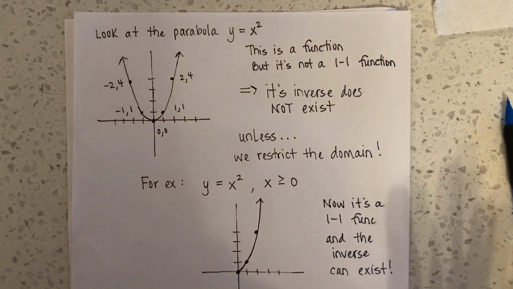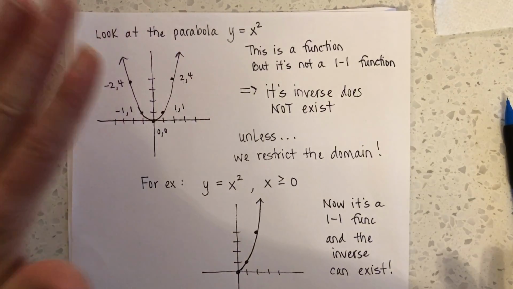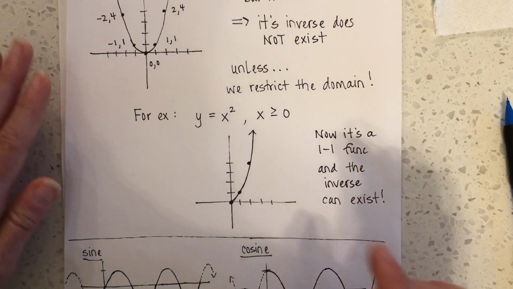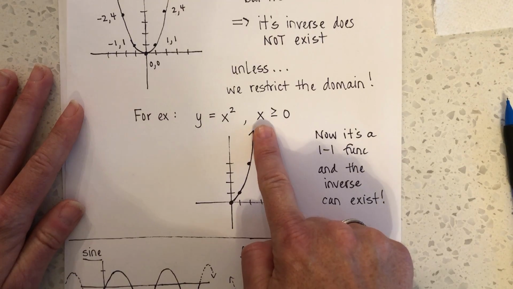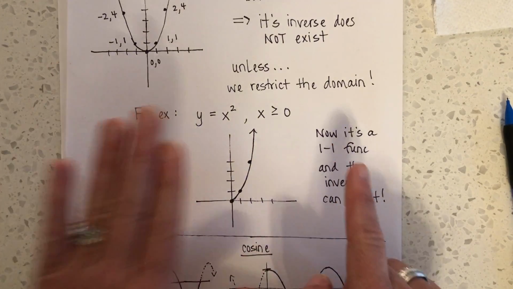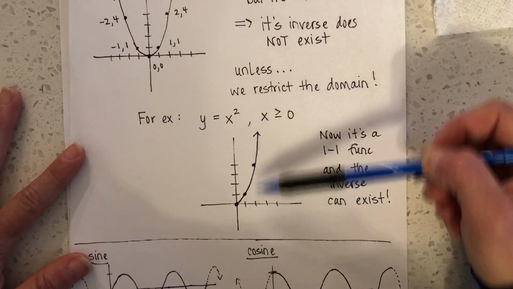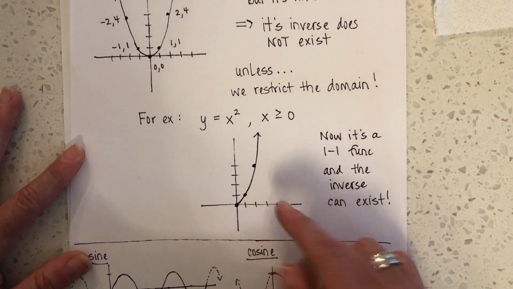So if you remember, when we were working with inverses, we did this. A whole parabola could not have an inverse. But if I restricted this to the graph of y equals x squared, as long as x is greater than or equal to 0, basically the right side of that parabola, now it passes the VLT and the HLT. Now, this is a one-to-one function.